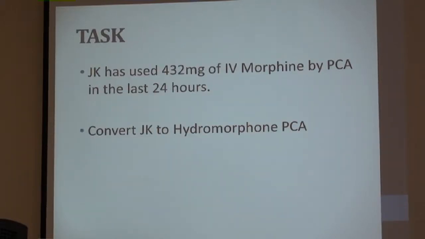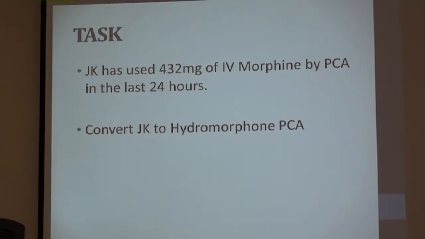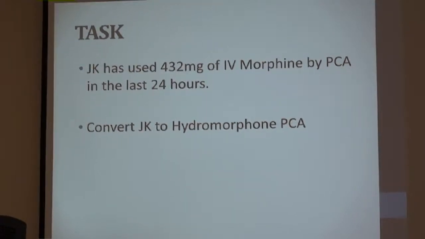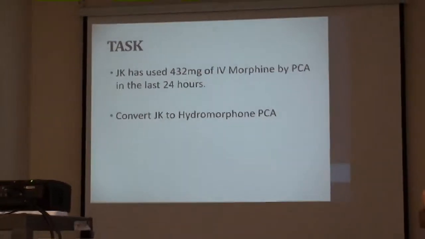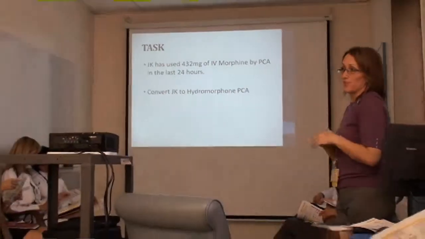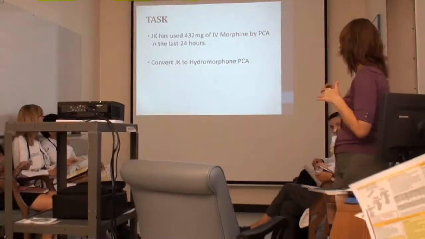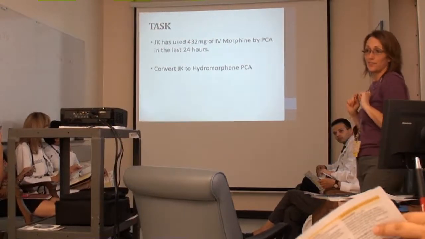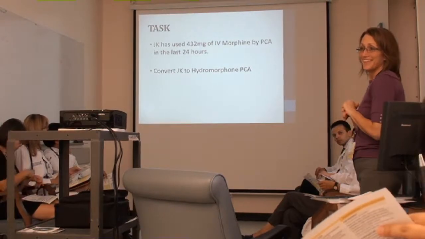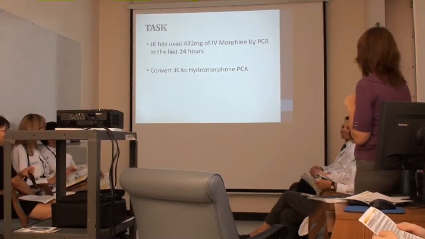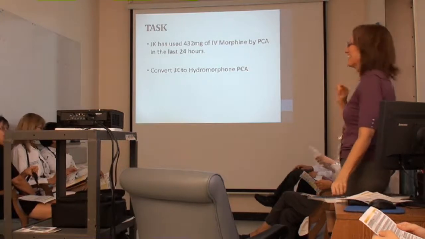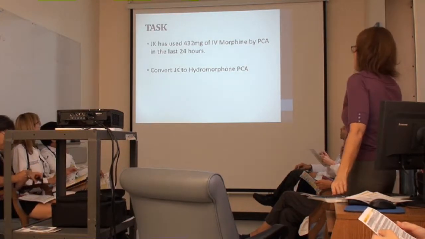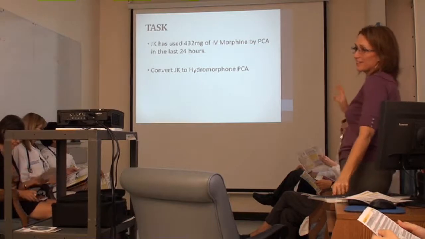Okay, so JK has used 432 milligrams of IV morphine by PCA in the last 24 hours. Since we have the myoclonus, we want to convert JK to hydromorphone PCA. We don't have the tables and all that, and I would like to have that. Does someone want to use the board, or do you want to figure it out on your own? Who whispered that? You whispered on the board. Anyway, I'll give you a couple minutes to figure it out.